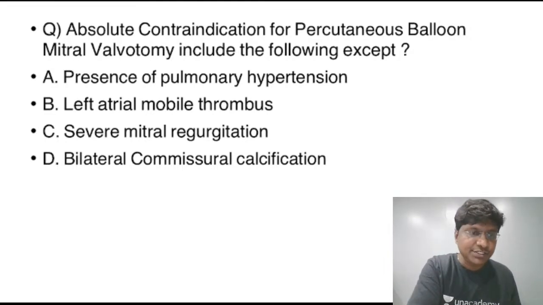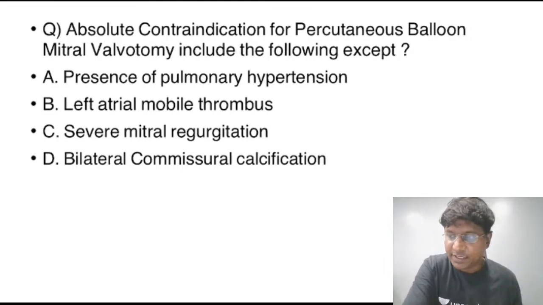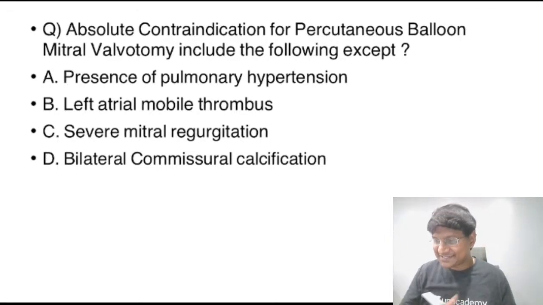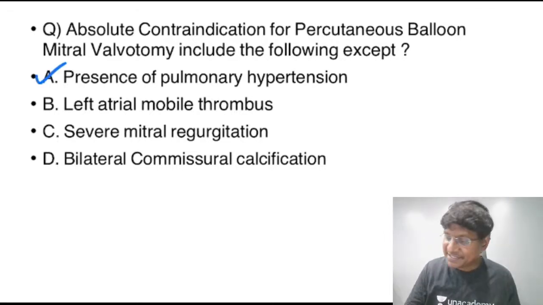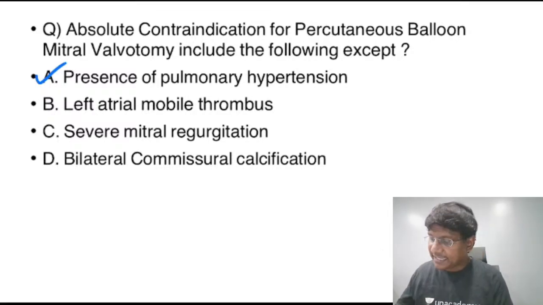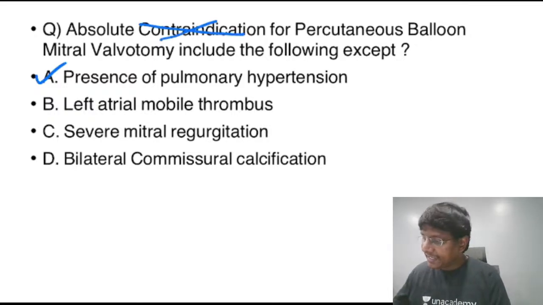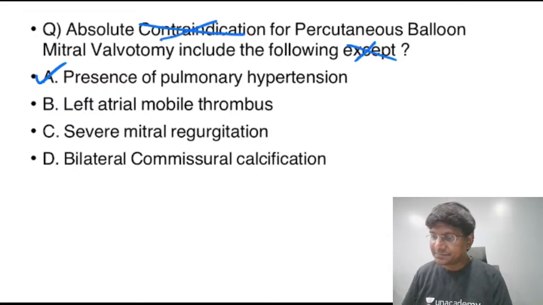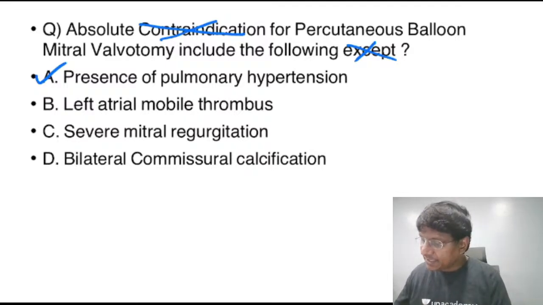So here the question which is being asked is the one which is testing your knowledge of English rather than testing the knowledge of general medicine. So the correct answer is the presence of pulmonary hypertension. There are two negatives given here. Absolute contraindication, that is one negative. Except is another negative. So you see the question now.